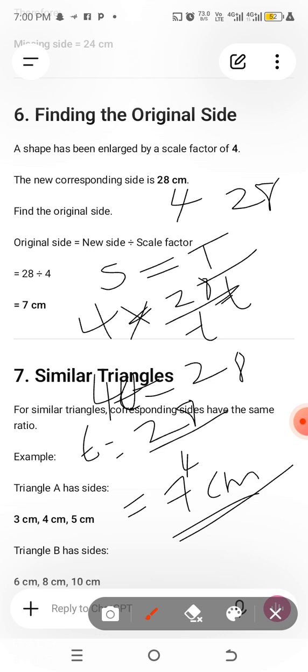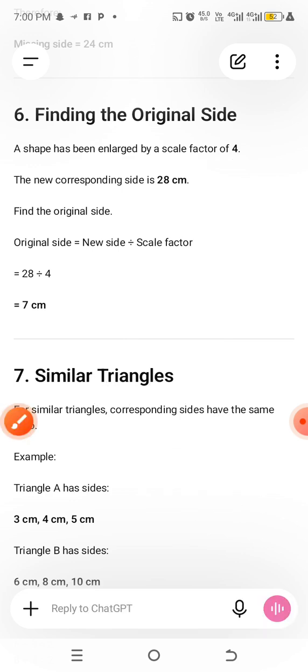So which means that the shape has been what? Enlarged, because 4 is more than 1. The scale factor is 4 and 4 is more than 1, so it has been enlarged. If it's like 0.5, it has been reduced, because 0.5 is less than 1.